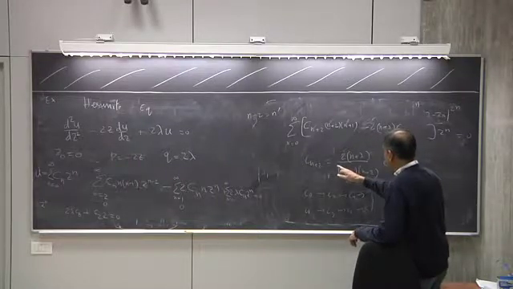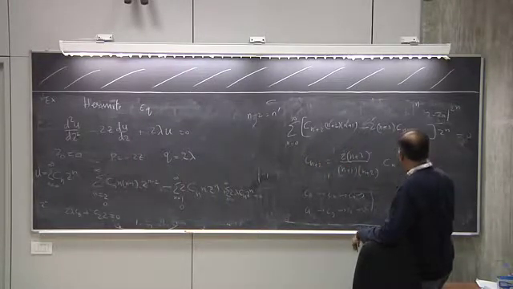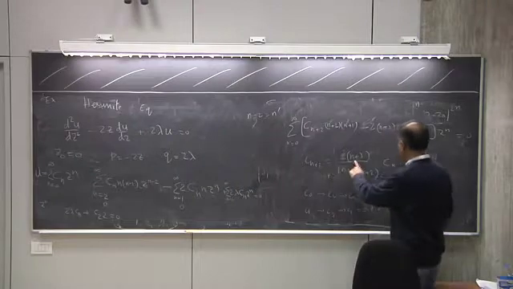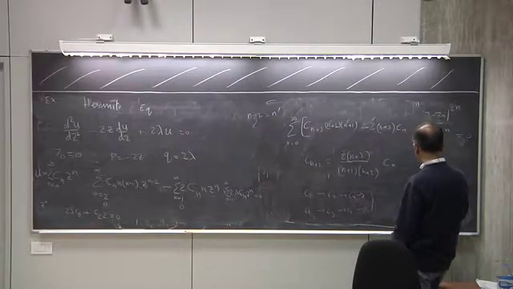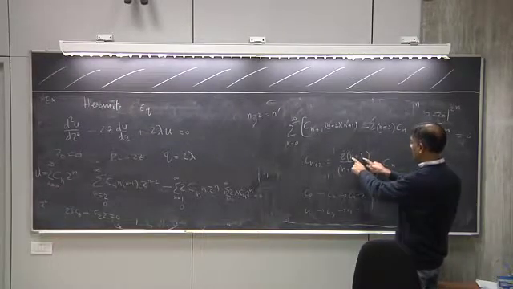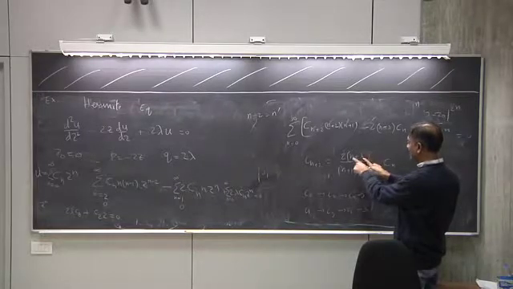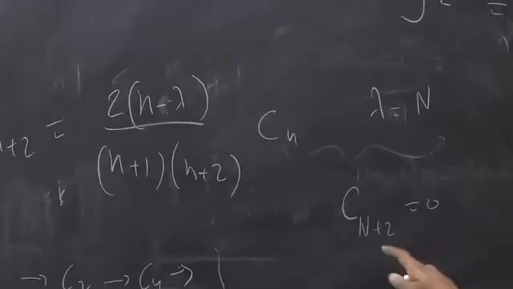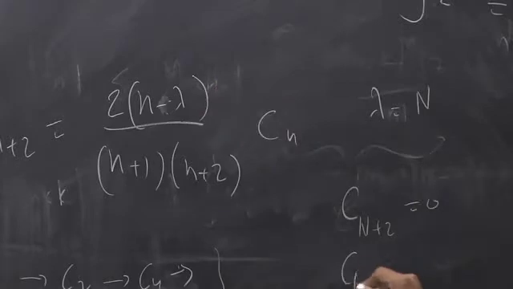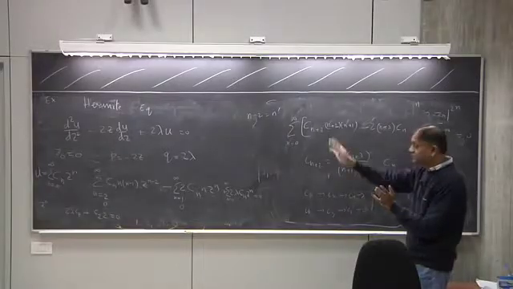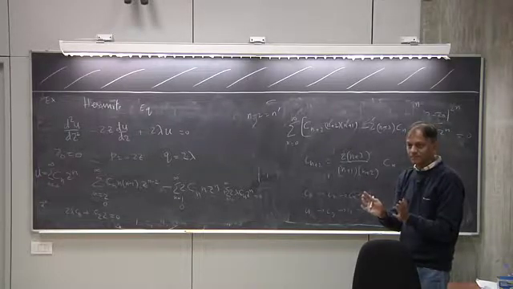Second is that if you had chosen lambda equal to some capital N, a positive integer, you see what this tells you, that C capital N plus 2 will become 0, right? So if lambda is capital N, then when small n becomes capital N, this vanishes, which means C capital N plus 2 vanishes. But once C capital N plus 2 vanishes, then C capital N plus 4 also vanishes, and N plus 6, everything vanishes from this recursion relation, right? So this infinite series collapses to a finite number of terms, right?